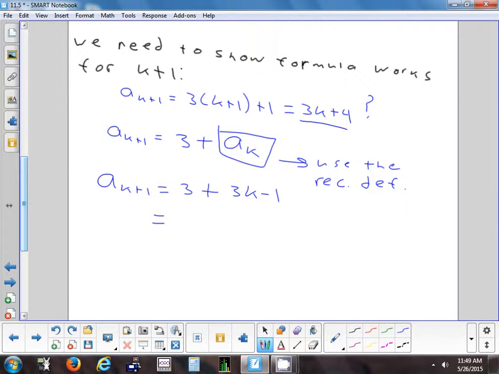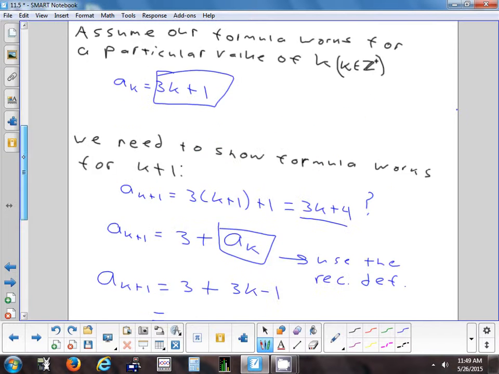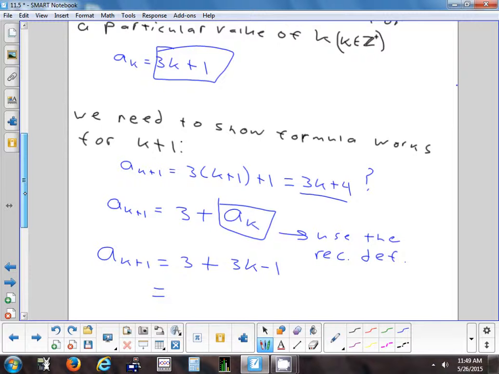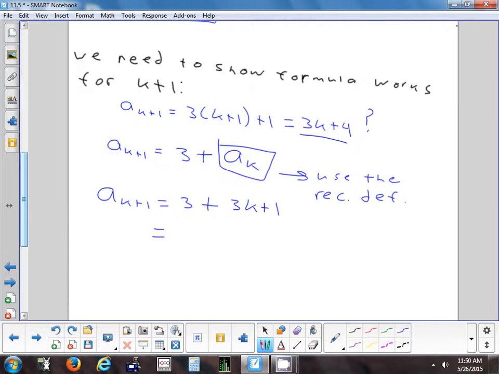So we know this is true. This is not a guess. This is using exactly what they said to do. Take 3 plus the term before it. The term before it comes from our assumption step. It's 3k plus 1. And now combine your like terms. 3k plus 3 plus 1, we get 3k plus 4. So using the recursive definition, we get 3k plus 4. Using the explicit formula and hoping that it worked, we should have gotten 3k plus 4. And we did. So they both come out exactly the same.